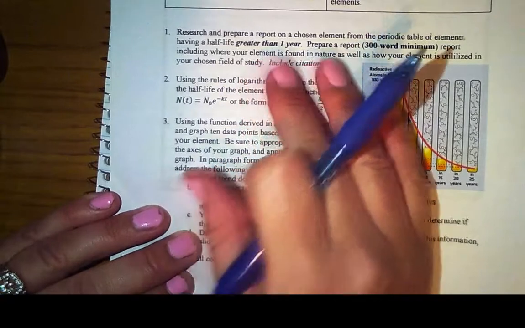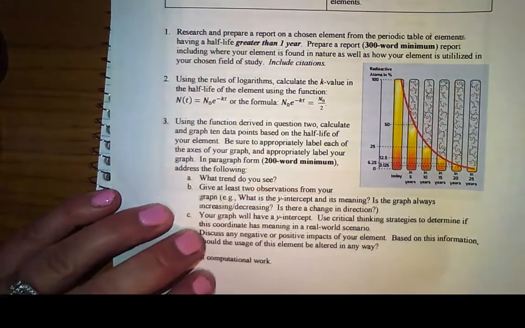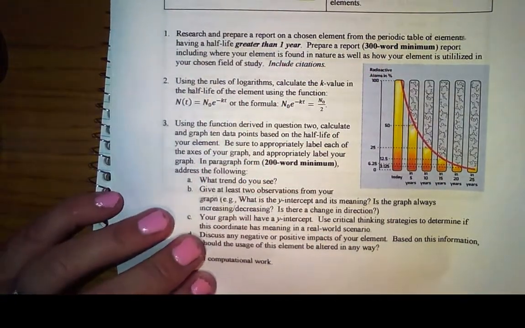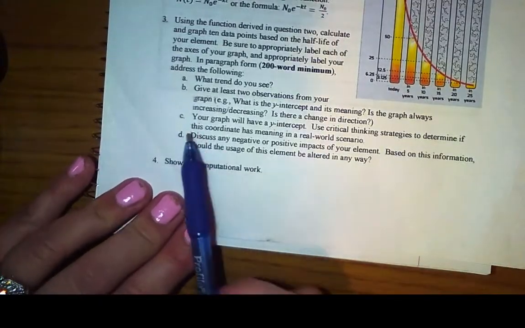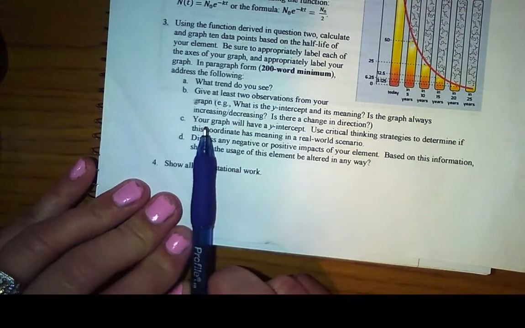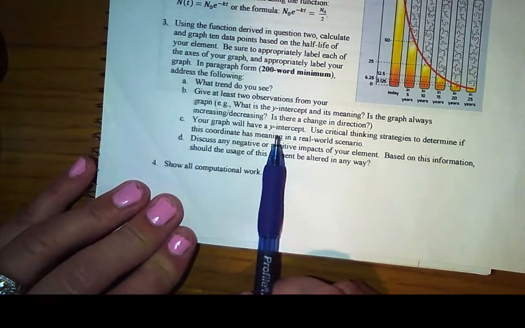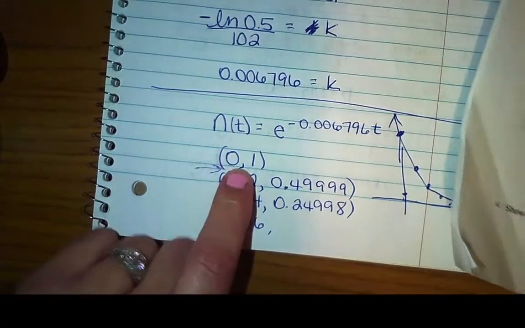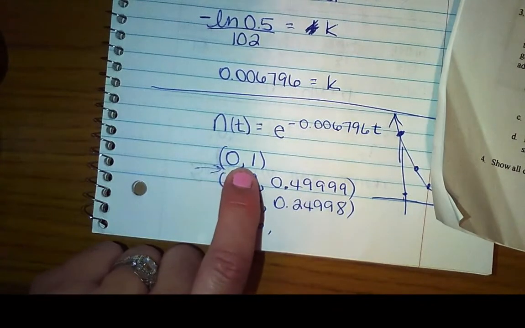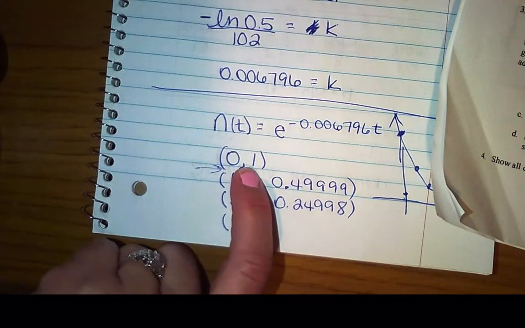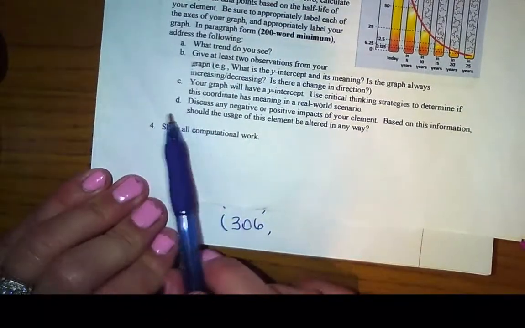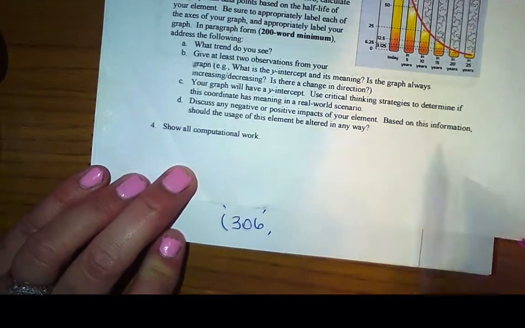So you're going to have to tell me a little bit of history about your chosen element. If you're going to encounter your element, where does it come from? Where does it go? All that kind of good stuff. Give me some observations. You're going to have a y-intercept. What does it mean when you have a y-intercept? What does it mean if your time is 0 years? How much radioactivity is there? So I just gave you an answer. Find some negative and positive impacts, all that kind of stuff.